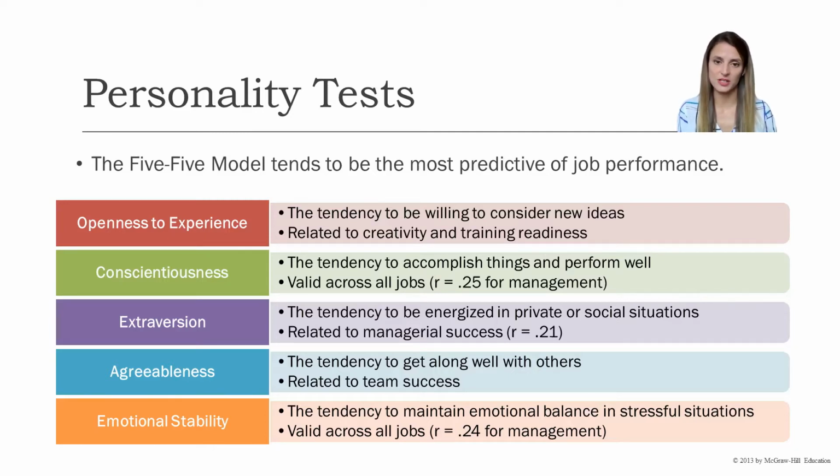Openness to experience is the first dimension. This is the tendency to be open to new ideas, new experiences, trying new things. This dimension predicts creativity and employees' readiness, willingness to be trained. Conscientiousness is the tendency to get things done and perform well, to do your job or a task or your hobby really well. 25% of a manager's performance can be explained by this variable, by this individual difference. Managers who score high on conscientiousness also tend to be high performers. Those who score lower on conscientiousness tend to be lower performers.